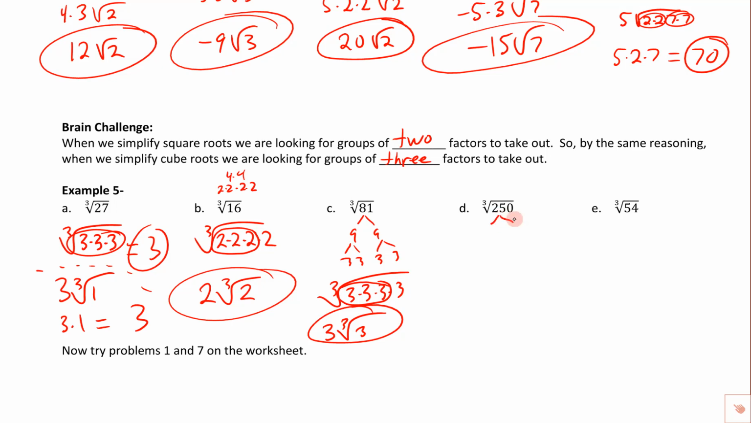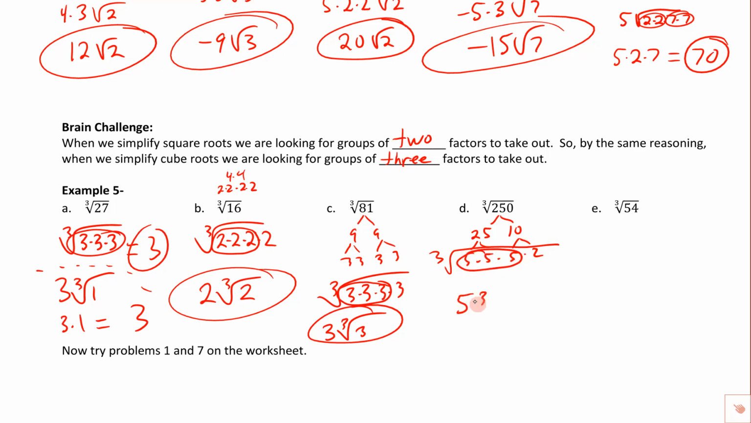This one looks kind of interesting. I'm going to break it up this way. This would be 25 times 10, and then this would be 5 times 5, and this would be 5 times 2. And I'm going to do something a little bit clever. I'm going to put the cube root right there, so I don't have to rewrite them or anything. I've got 5 times 5 to represent the 25, and 5 times 2 to represent the 10. Here is a group of 3 5's.